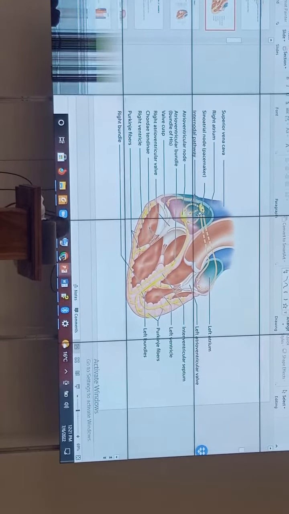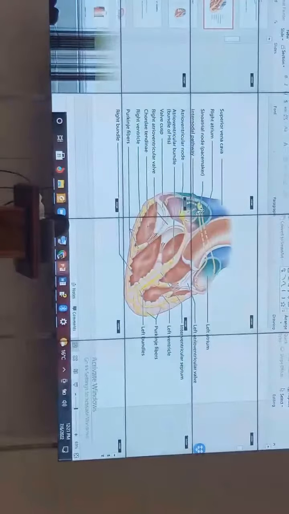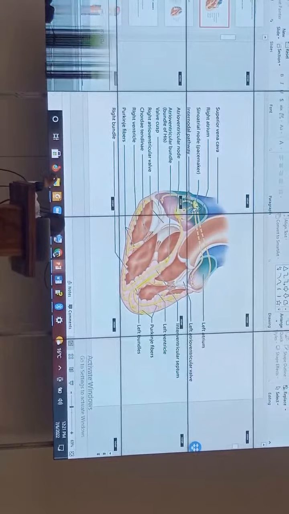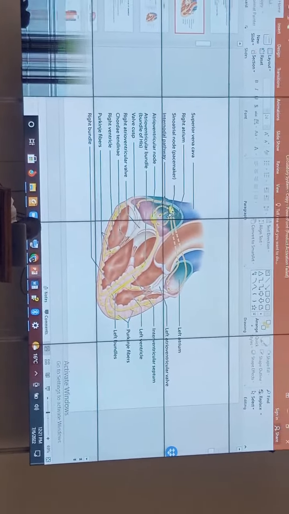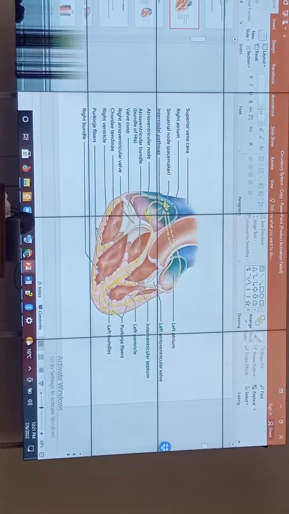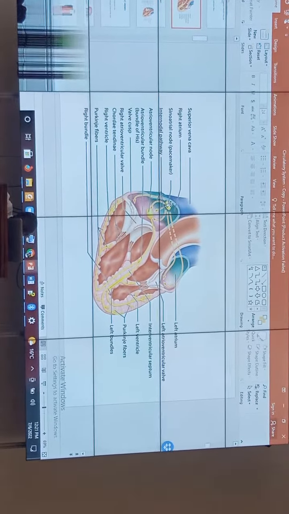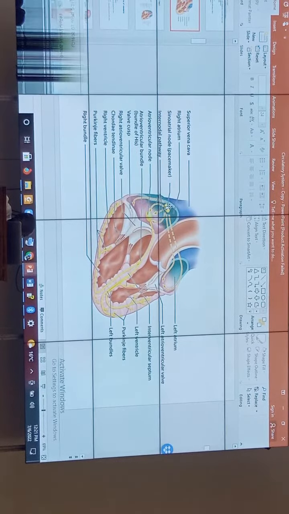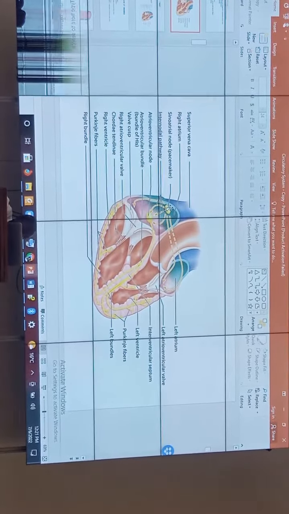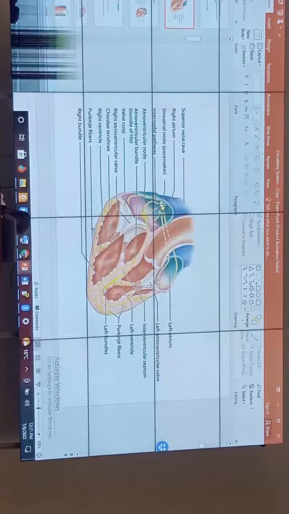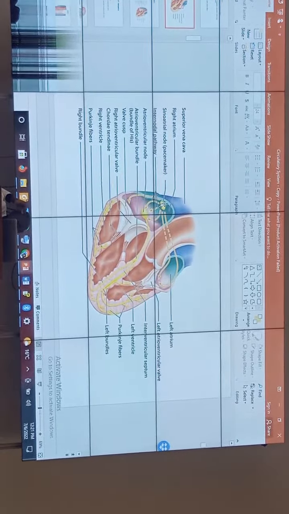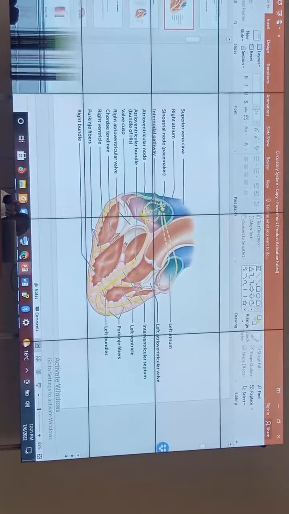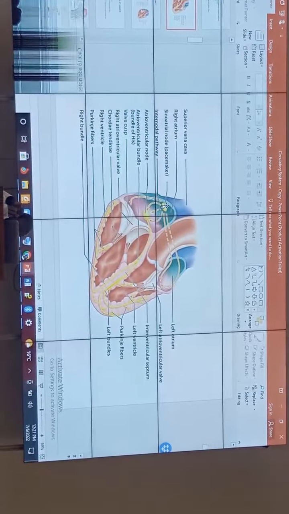Last time I talked about the location of the SA node. I told you to write it just on the sides, right? So we said that the SA node is located in the crista terminalis, at the superior end of the crista terminalis, where the superior vena cava is joining with the walls of the heart. Is that clear?